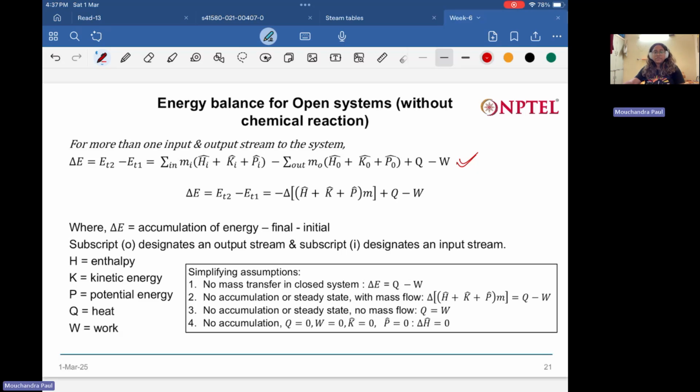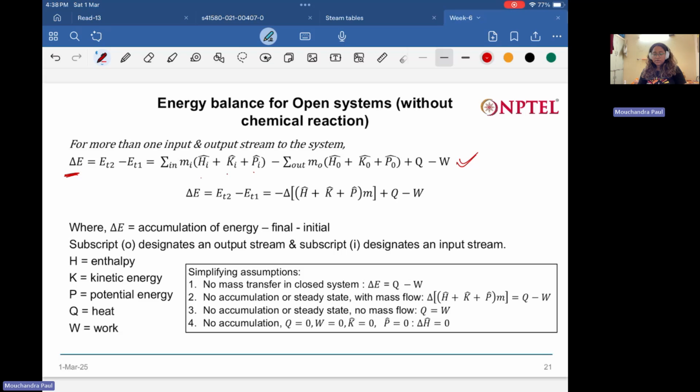But this is a more general form. Here, we are not assuming steady state yet. So there is an energy accumulation term on the left-hand side, and on the right-hand side, you can see the terms for inlets and outlets: the change in enthalpy, kinetic energy, potential energy, inlet minus outlet. And then there is energy transfer, Q minus W, the net energy transfer.